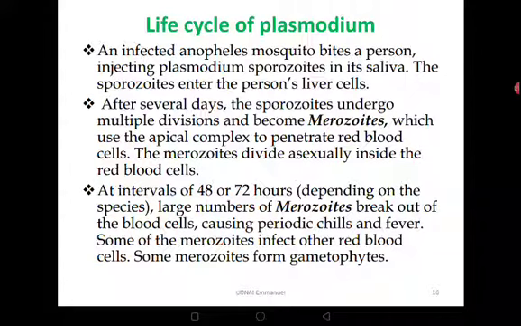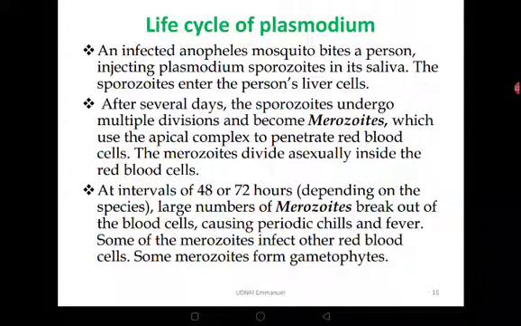They increase in number. At intervals of 48 and 72 hours, depending on the species, large numbers of merozoites break out of the red blood cells, causing periodic chills and fever. Some of the merozoites infect other red blood cells. So what is important is that inside the red blood cell, these merozoites will undergo cell division, increasing in their number. When there are many, they burst the red blood cell. The red blood cell breaks, releasing very many merozoites. And those merozoites invade other red blood cells in the same way.